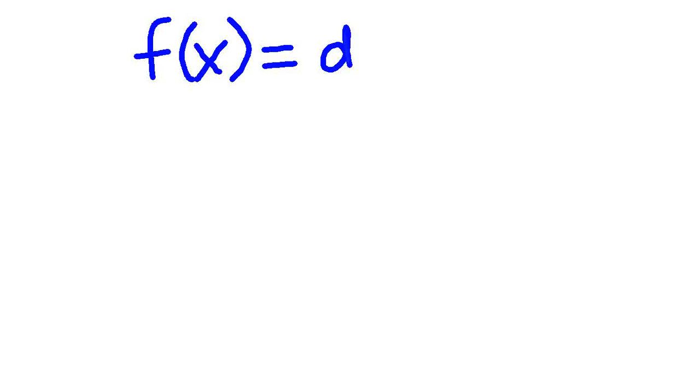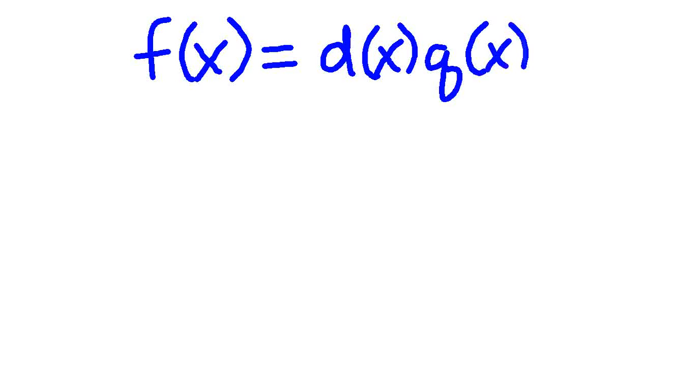Well, this is actually a consequence of the division algorithm. In the division algorithm, when dealing with polynomials, you have a dividend f of x. That'll equal a divisor times your quotient plus a remainder.